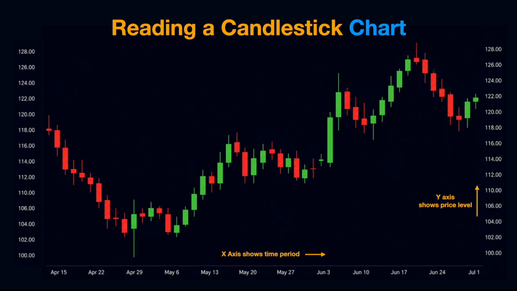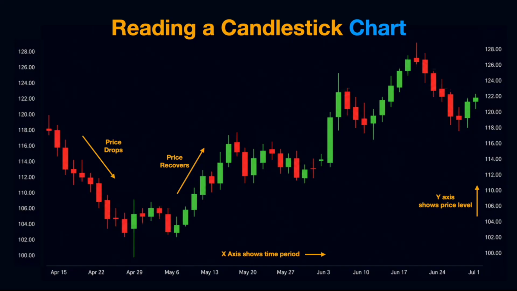Now let's start taking a look at the candles, starting from the left side and going towards the right side. At the beginning of the chart, we can see a clear drop. The price falls from around 118, going down close to the 102 to 104 area by late April. After that, the chart starts to recover.